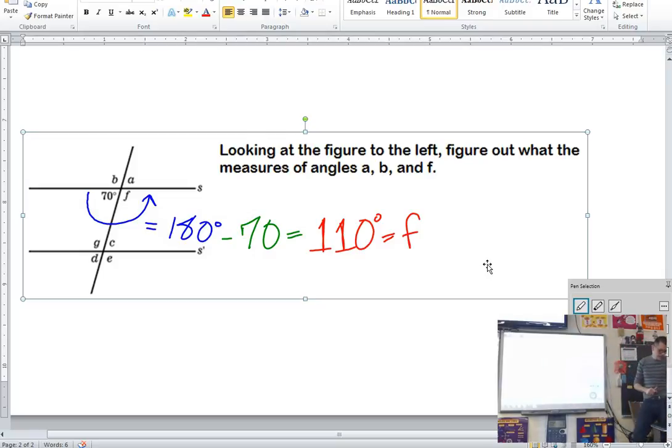Now we can also figure out some more. Casey. Oh, sorry, I'll give you a second. Maylee, do you know anything else we can figure out? Think about our vertical relationships. Does the 70 degree angle, is that vertical to anything else? What's it vertical to?